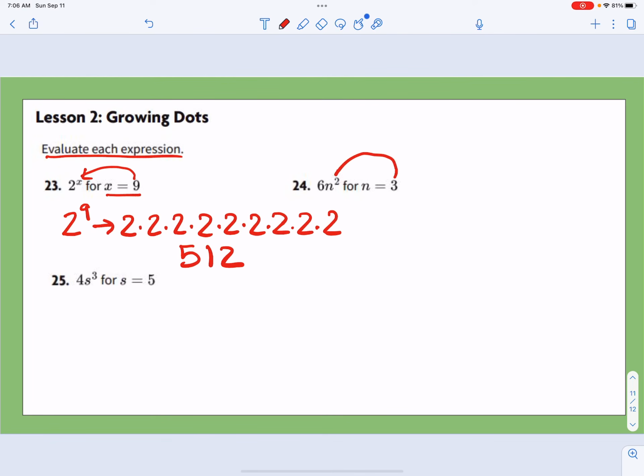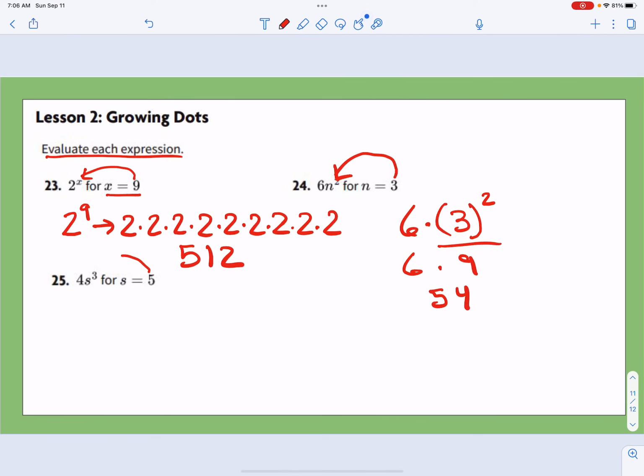And number 24. I'm going to plug that in right there. Remember, this becomes 6 times n, which is 3, and 3 squared. We need to do this part first. 3 squared is 9, so 6 times 9, and 6 times 9 is 54.